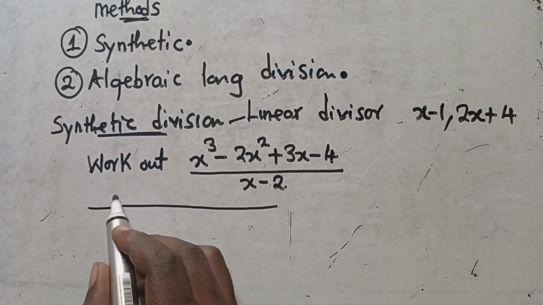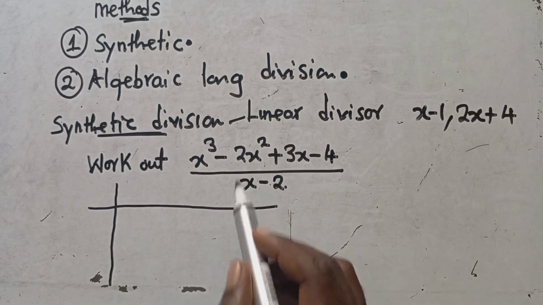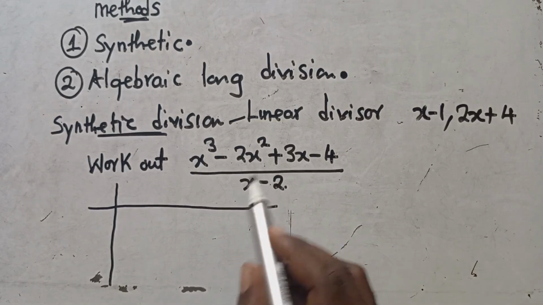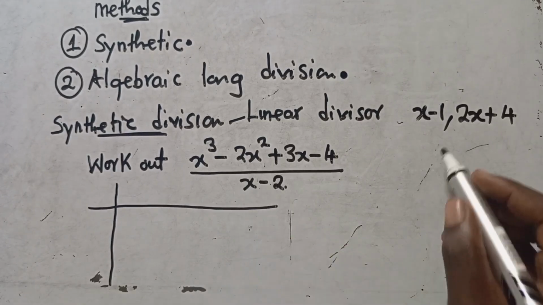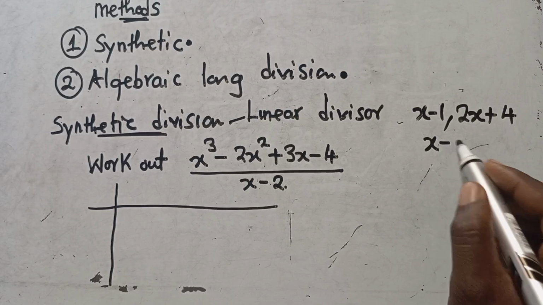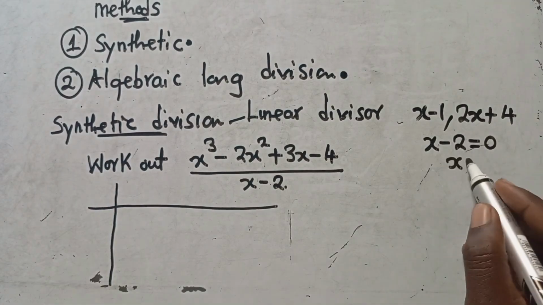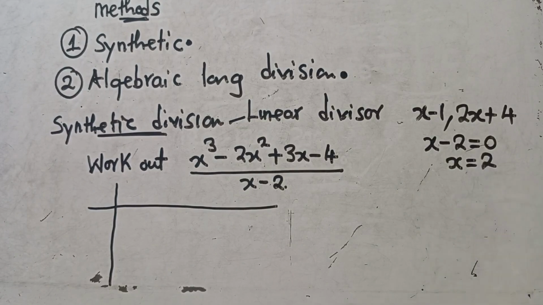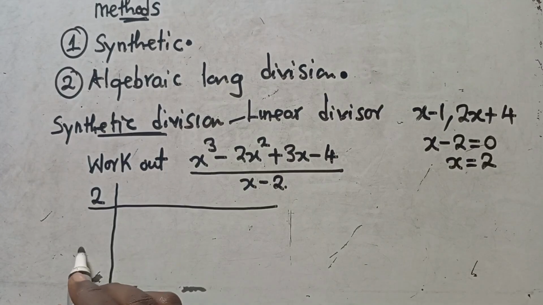You are going to do something like this. Have you seen? Then you work out this one that is here. You are going to work out this part that is here. That is x, the divisor x minus 2, you equate to 0. You find the value of x. X is equal to what? X is equal to 2. So meaning you are going to put a 2 here, then down here you say plus.